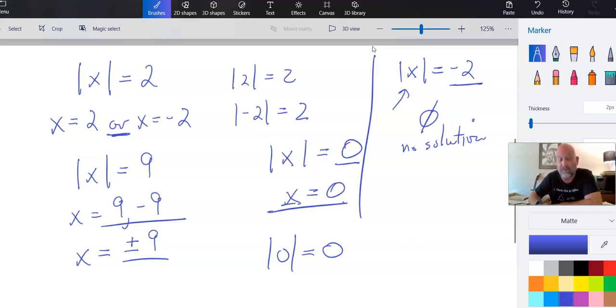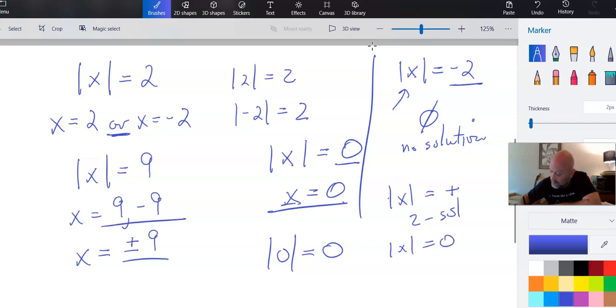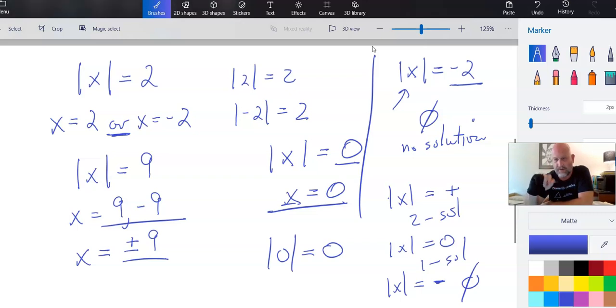Okay, so these are the things we have to watch out for. So if I have an absolute value equal to a positive, I get two solutions. If I have an absolute value equal to 0, I get one solution. And if I have an absolute value equal to a negative, it's no solution, right? There's no solutions to that. Right, so those are things to know. If it's equal to a positive, you get two solutions. If it's equal to a 0, you get one solution. And if it's equal to a negative, you get 0 solutions.